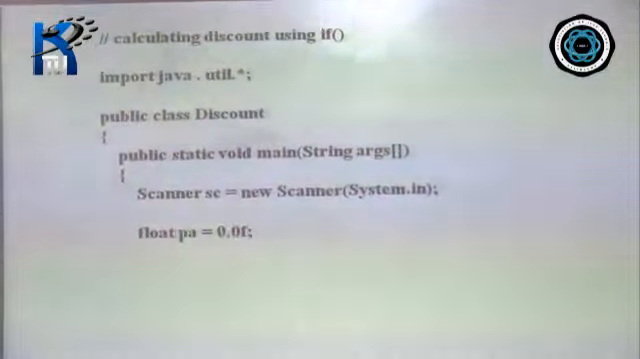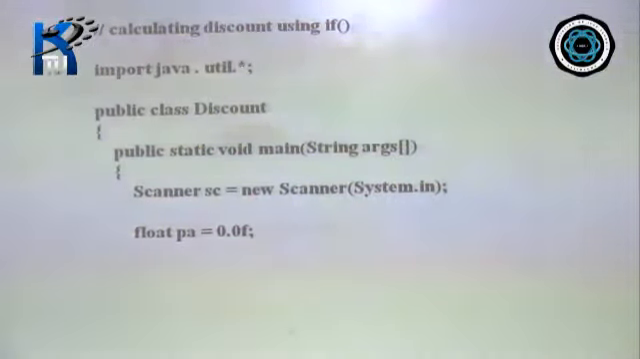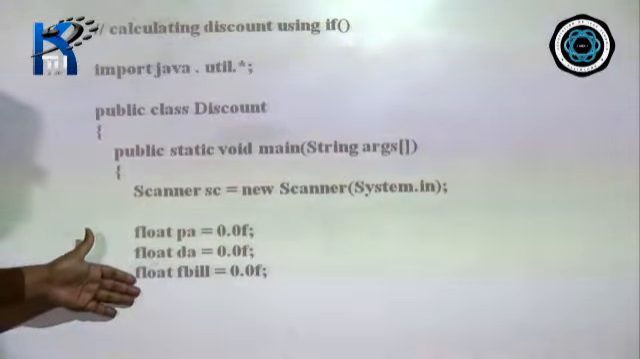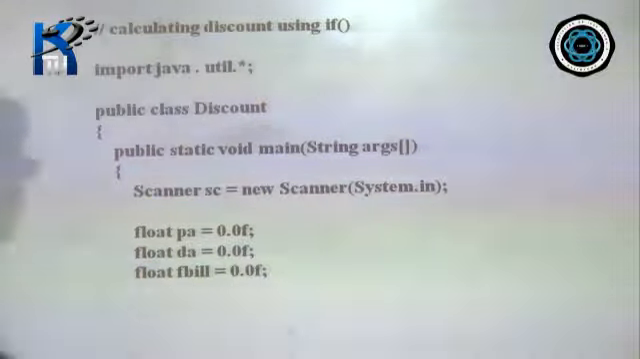Now we declare the 3 different variables: float PA equals 0.0f, DA equals 0.0f, and F bill equals 0.0f. 3 variables I have declared separately, and they have been initialized to their default values. Remember, for float and double, the default value is 0.0. For integer type, the default value is 0. Okay. So variable declaration is done.